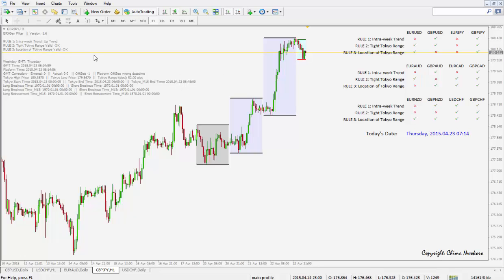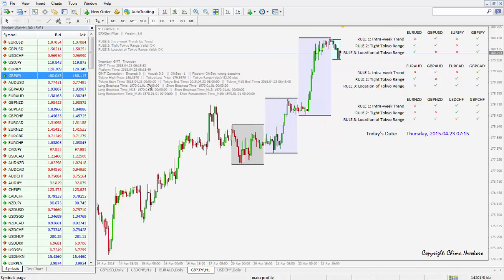Location of the Tokyo range should be at the top or bottom of the previous day's range, so within 1/3 of the top or 1/3 of the bottom of the previous day's range. That's all met now. So all we have to do is to wait after 7 o'clock platform time GMT. If price breaks the green line, we enter a buy trade. If price breaks below the red line, we enter a sell trade.